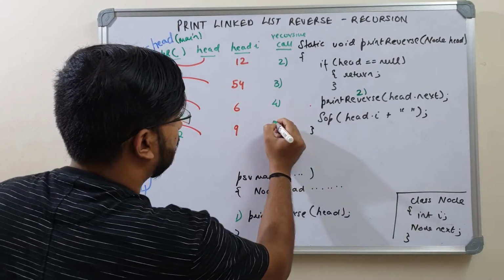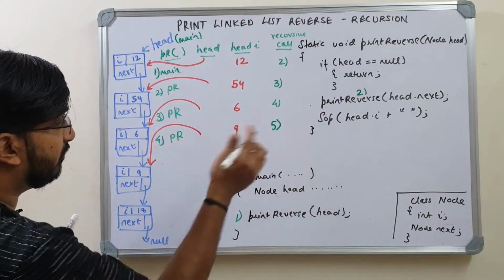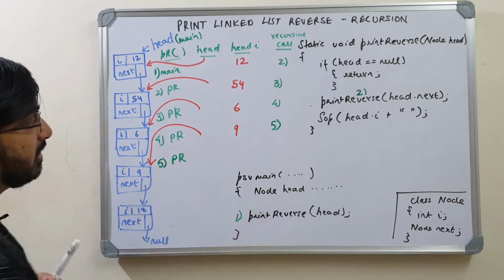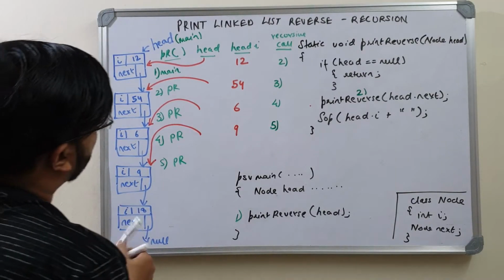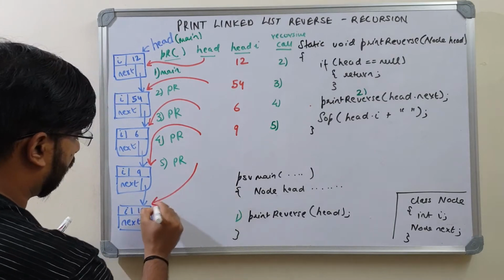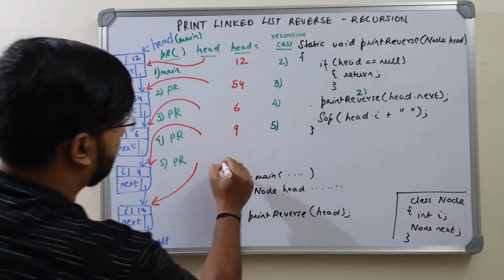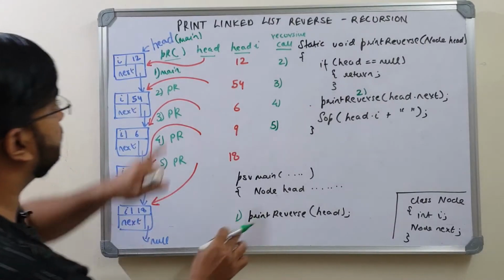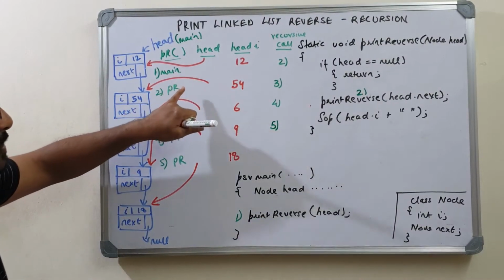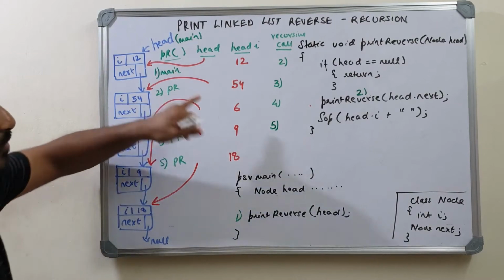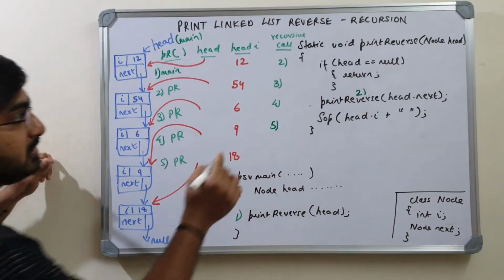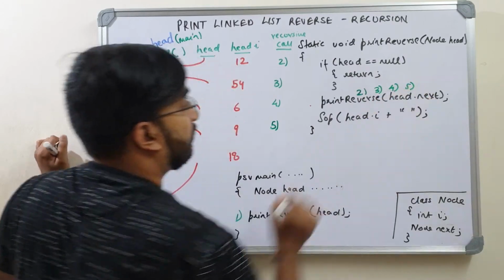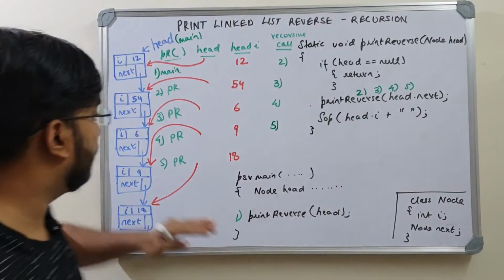So your next call to print reverse is the fifth call, which is a recursive call from PR. Print reverse gets a head pointing to this location. Head.i is 18. The first call to print reverse is from the main, and the next calls 2, 3, 4, 5 are from within print reverse. So these are recursive calls. So 2, 3, 4 and 5. So we are here right now.